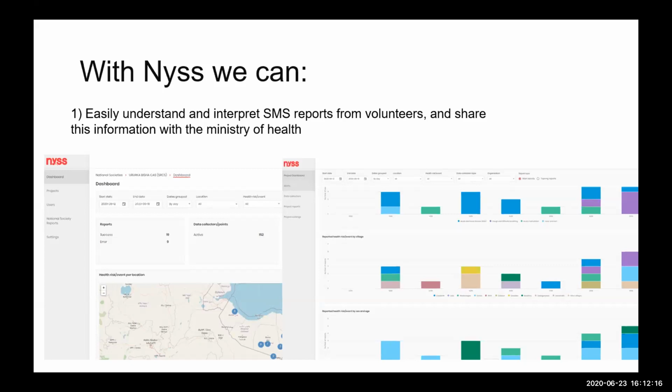If the number of SMS reports go over a threshold that they set, so that's an algorithm based on number of reports in a certain time frame, in a certain distance of each other, that they set together with the Ministry of Health, then an automatic alert is triggered. They don't need to cross-check all the other reports. So they can watch the dashboard, see what's happening without it being very labor-intensive, so to speak.